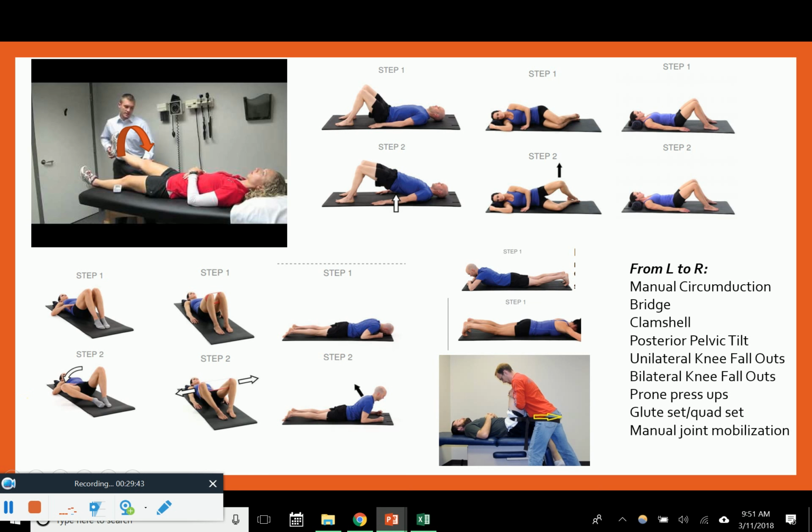Here are some ideas for phase 1. You can pause it here and look at from left to right. I've listed out the exercises.